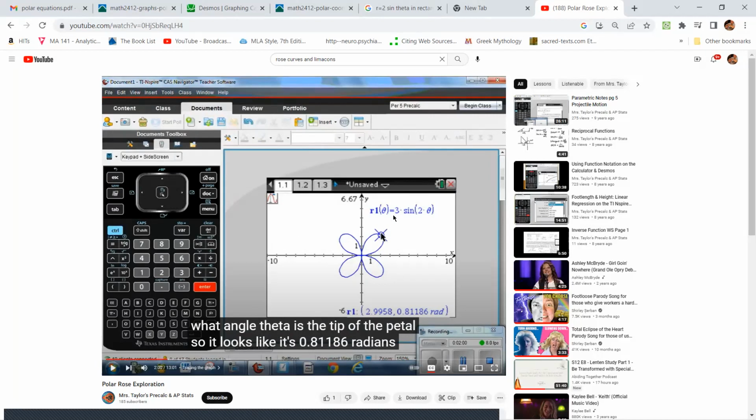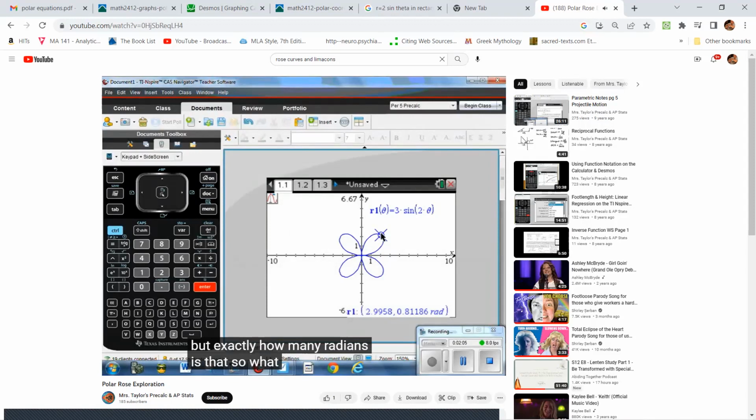Remember this, now this is a little bit harder because this is 2 theta, right? And remember, normally this has a max at 90, so this angle is 90 divided by whatever the coefficient of theta is. So this is 45 degrees. This petal, you want to see radians, but exactly how many radians is that?